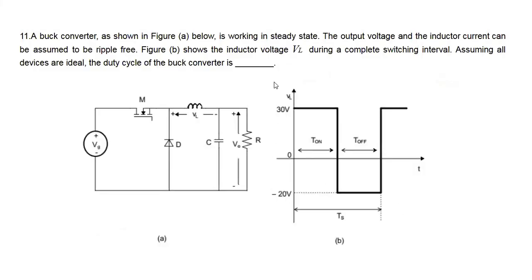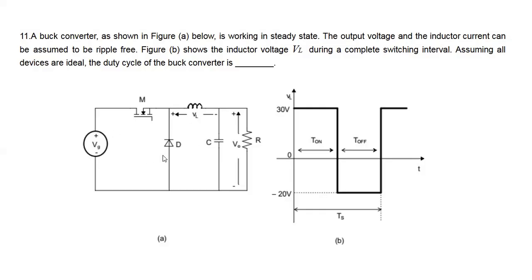Now we are going to see one more problem. A buck converter as shown in figure A below is working in steady state. The output voltage and the inductor current can be assumed to be ripple free. Figure B shows the inductor voltage VL during a complete switching interval. Assuming all the devices are ideal, the duty cycle of the buck converter is dash. This is also a numerical answer type problem. We need to find the answer.